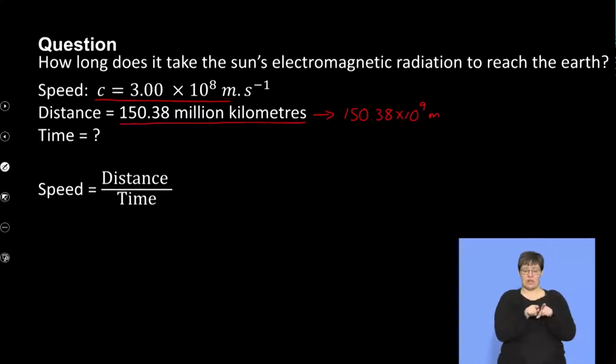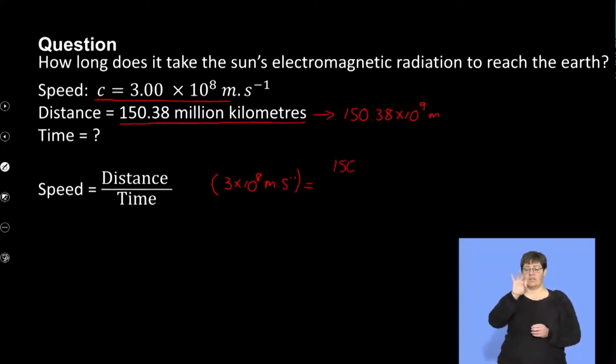We know that speed is equal to distance over time. So to begin, we need to fill in the variables we do have and then rearrange the formula to be able to get what we need. So the speed is 3 times 10 to the power of 8 meters per second, and this will be equal to our 150.38 times 10 to the power of 9 meters, all divided by our time value, t, that we need.